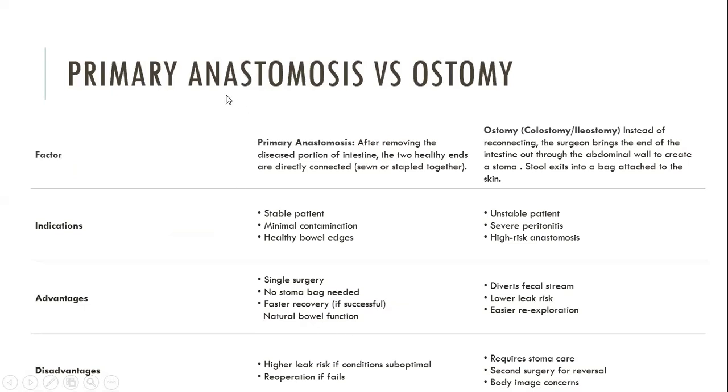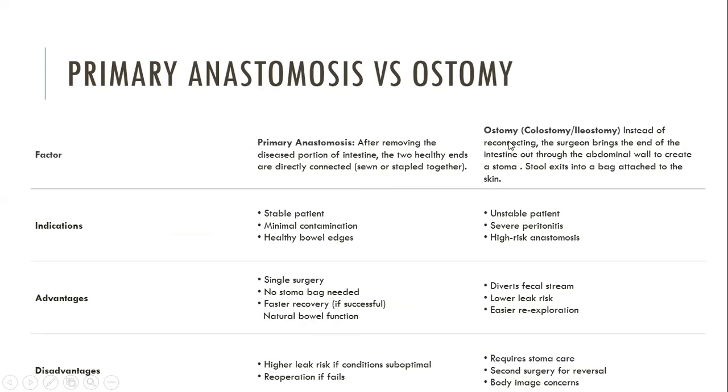Now, these are two important surgical procedures: one is primary anastomosis and the other is ostomy. Primary anastomosis is basically, after removing the diseased portion of intestine, the two healthy ends are directly connected. It can be sewn or stapled together. So if you remove that obstructed part, you connect those two parts with each other with staples, or they are sewn together.